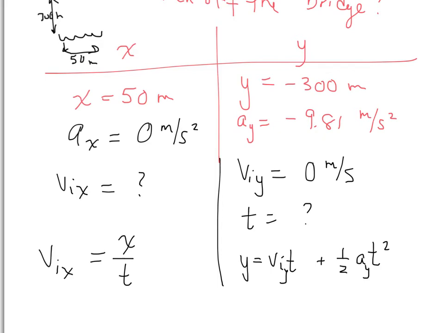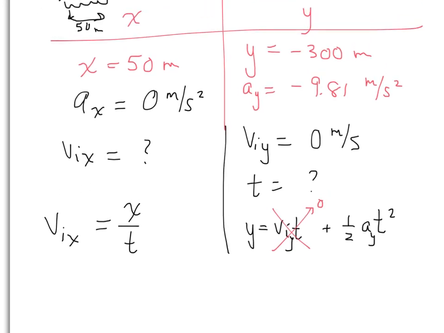But what's v_iy? What did we say the velocity was in the y direction to start? It's just 0, so this part doesn't really matter. Remember, this just goes to 0. So it turns out that in the y direction, my formula is actually quite simple. It's 1/2 a t squared.